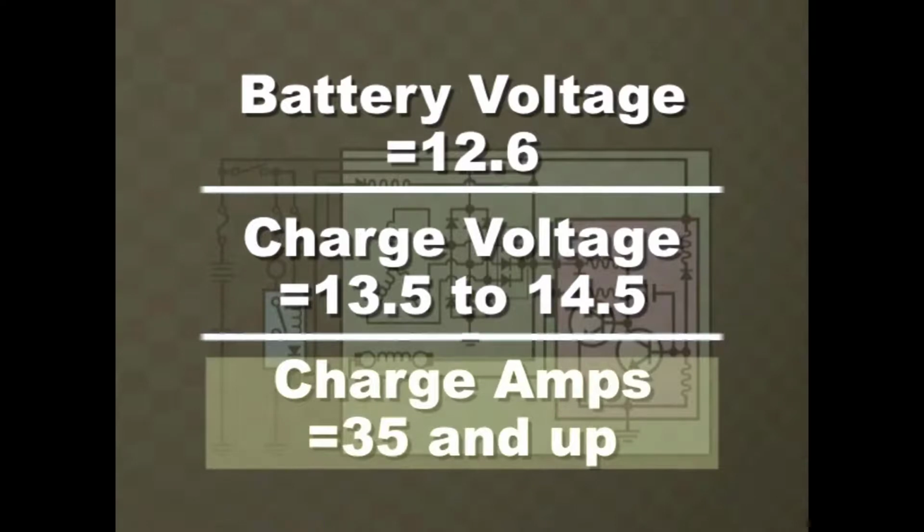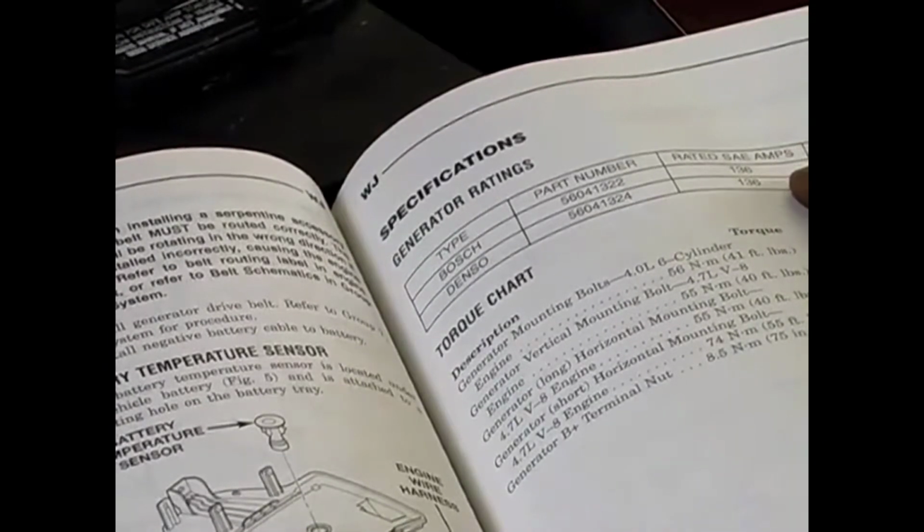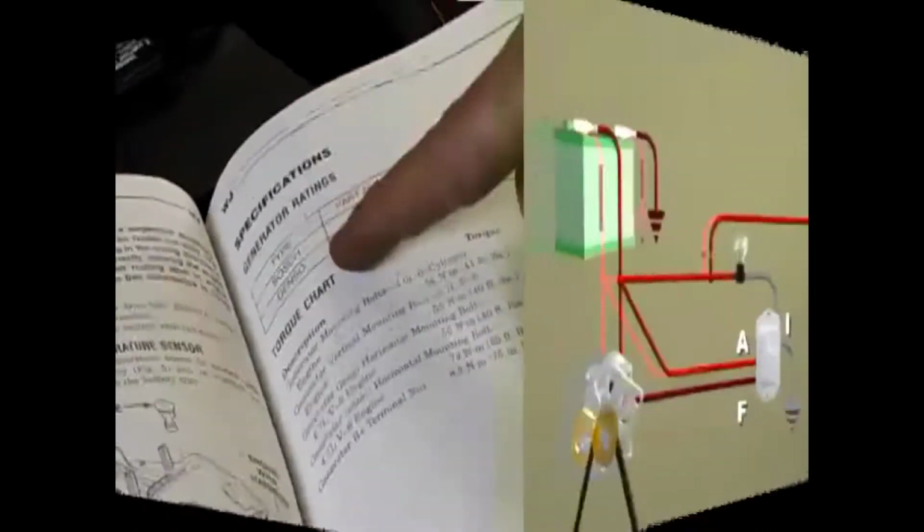Charging amps can vary from a low of 35 amps up to 80 or more amps. Specifications are sometimes stamped on the alternator, or they'll be given in the service manual.